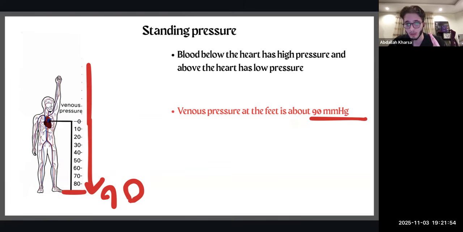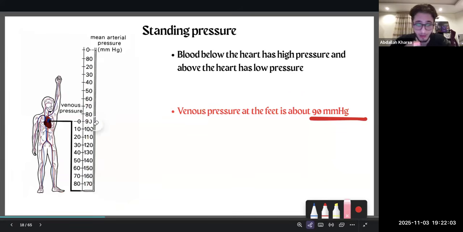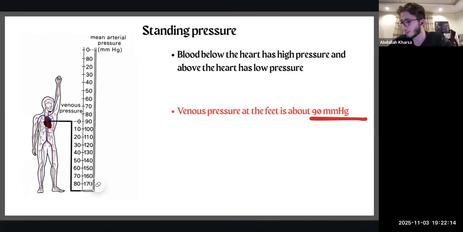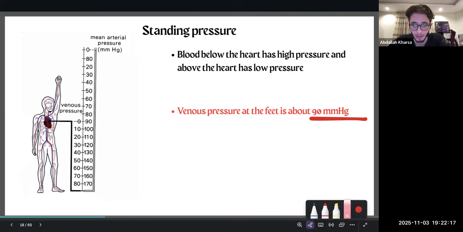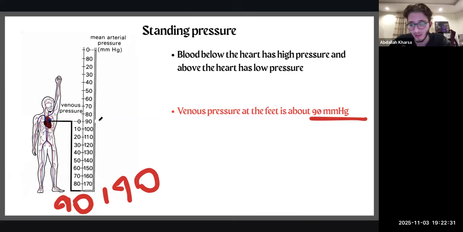We talked about venous pressure. What's the case for arteries? The arterial pressure near the heart is around 90 to 100. As you go down, it's also going to increase, so subsequently, it's going to be even higher. At around the feet, the arterial blood pressure is going to be like 190. We said at the feet, the venous pressure is like 90. The arterial pressure is going to be like 190 because it's starting 100 more, rather than starting at 0. Does that make sense to you guys?